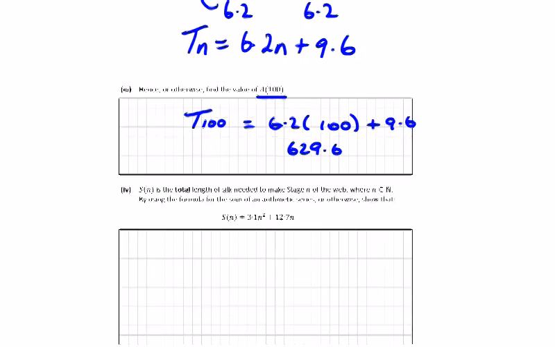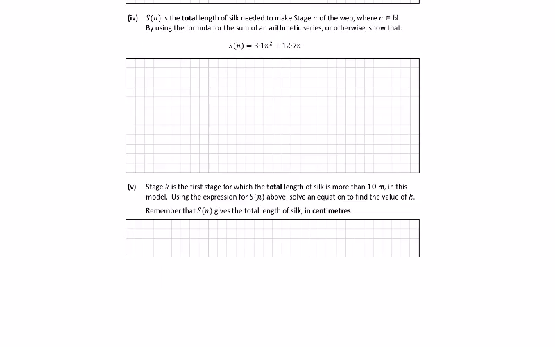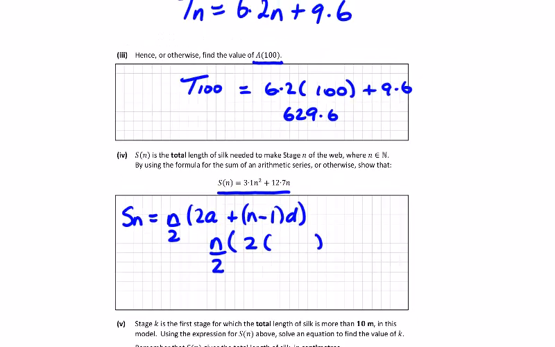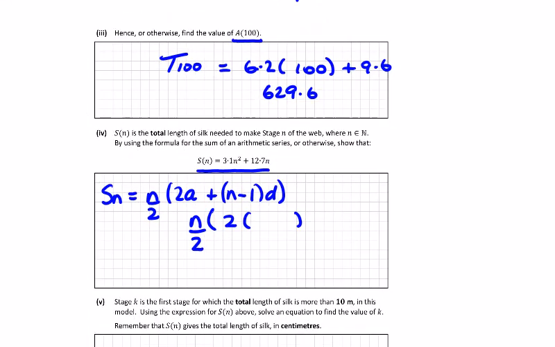And then Sn is the total length of silk needed to make stage n by using the formula for the sum of an arithmetic sequence. So jot that down straight away. The sum is n over 2 by 2a plus n minus 1 times d, to give it exactly the way it's written in the formula booklet. So if we apply n here, we're looking for Sn in terms of n, so n over 2, twice the first term, which was 15.8, plus n minus 1 times the difference, which we have above as 6.2.